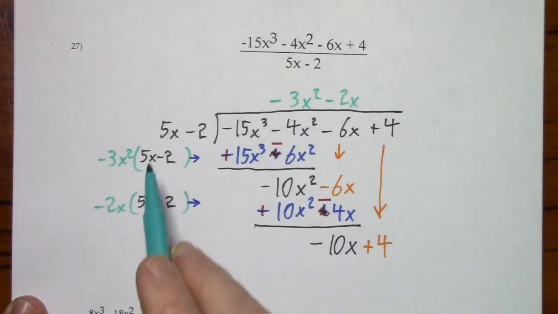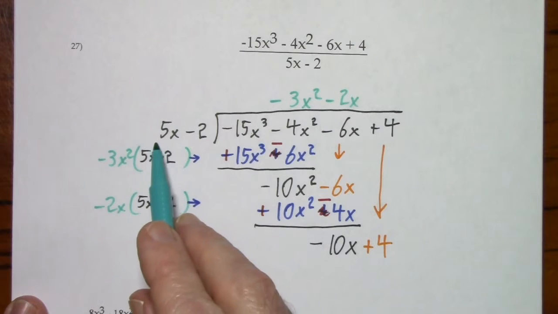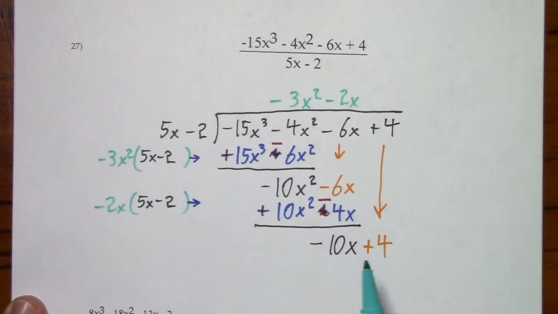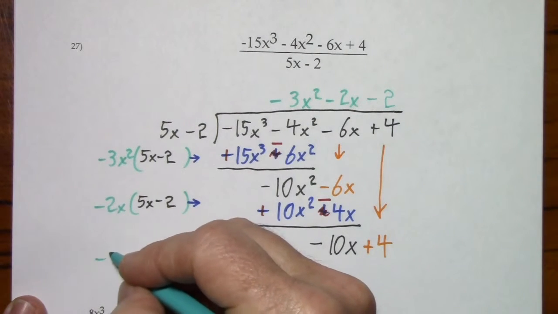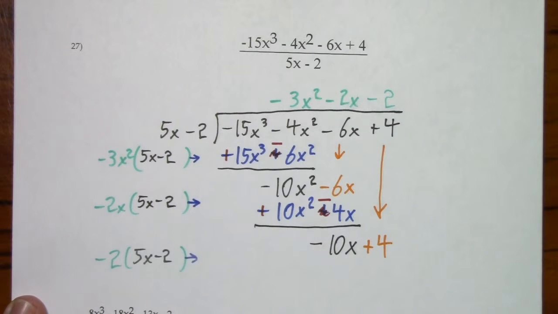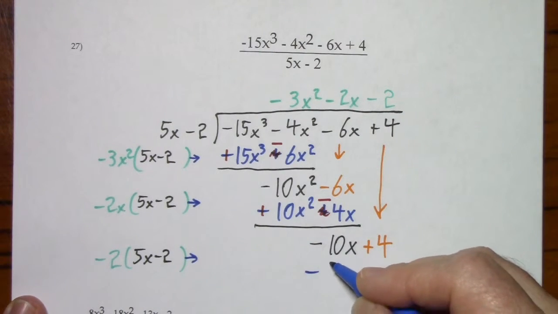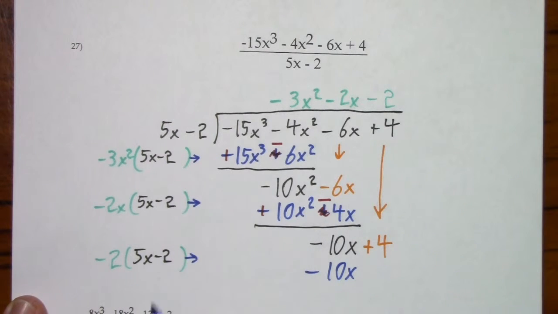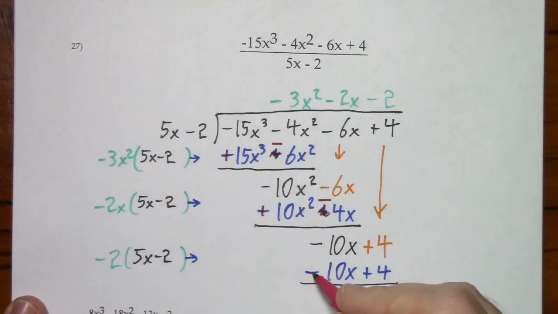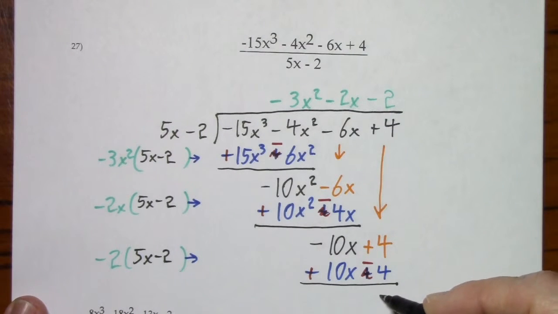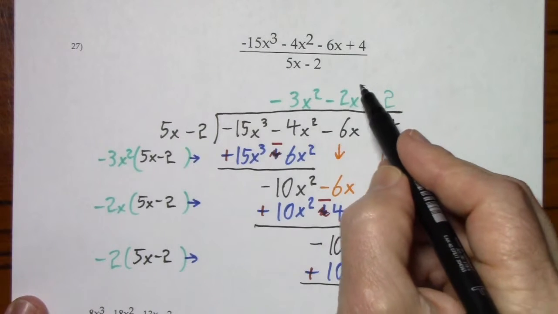Focusing on the first term and the first term. What do I have to multiply this by to get this? A negative 2. So that would be a negative 2 times 5x minus 2. So negative 2 times 5x is negative 10x. Negative 2 times negative 2 is plus 4. And remember, you're subtracting, so you change these signs. That gives us a 0, and so does this. So this is our answer.